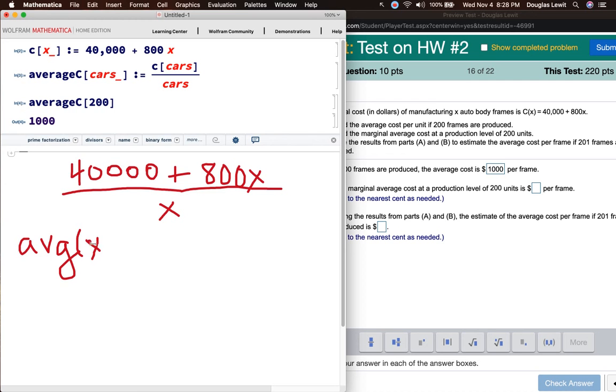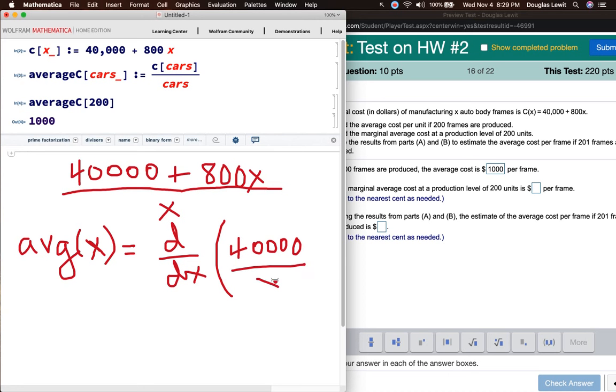is equal to the derivative with respect to x of 40,000 divided by x plus 800. We know the derivative of a constant is 0, so we can forget about the 800. We need to worry about this expression.